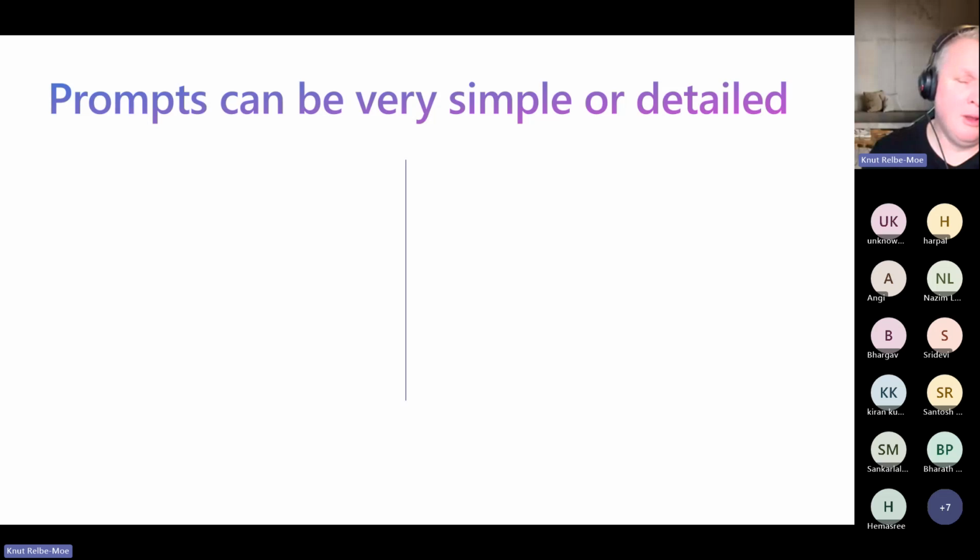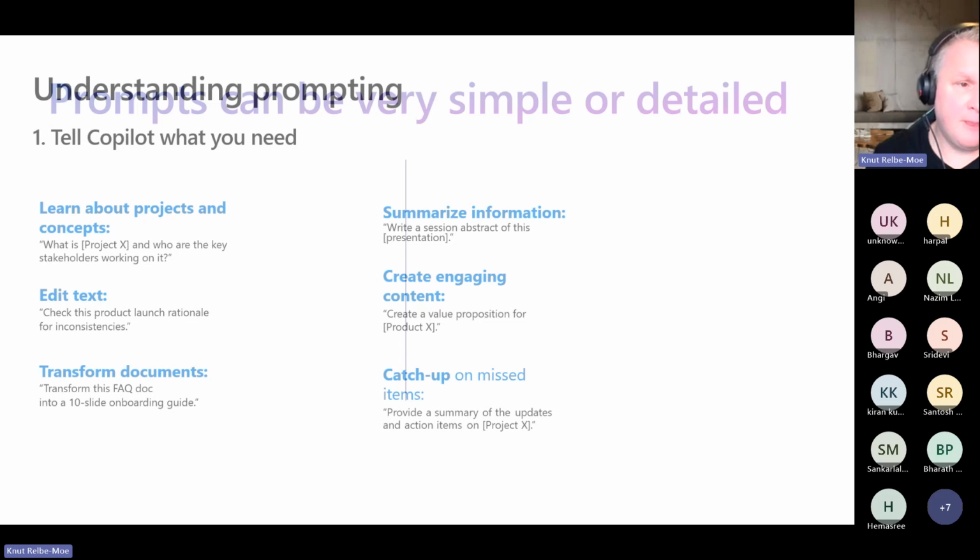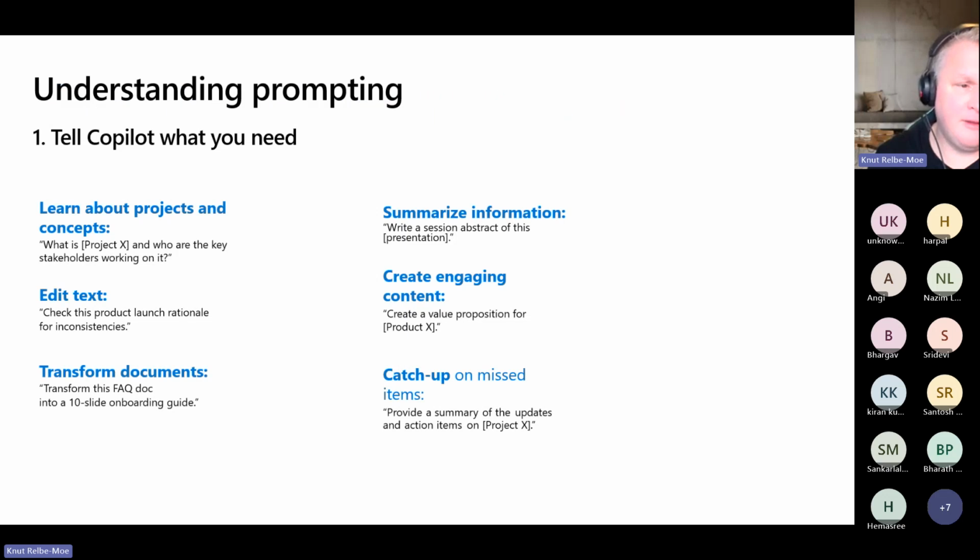It's just like one sentence, but you can also write multiple sentences, a huge text, to tell Copilot what you want it to do, which is more detailed. So when it comes to understanding prompting, there are a few things. You need to tell Copilot what you need.